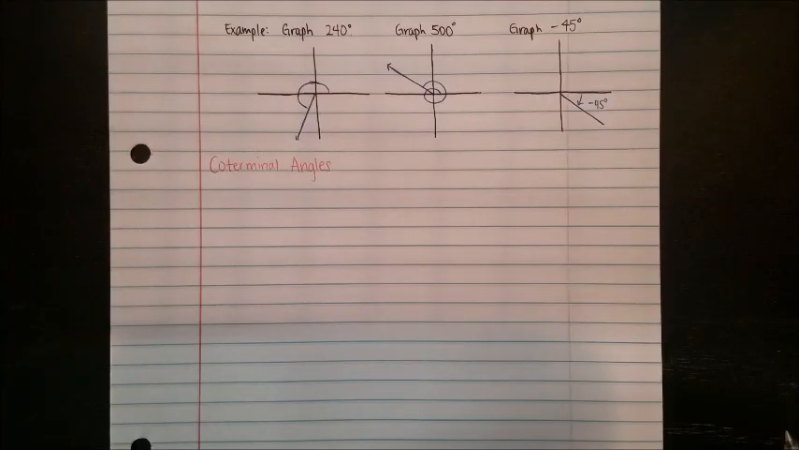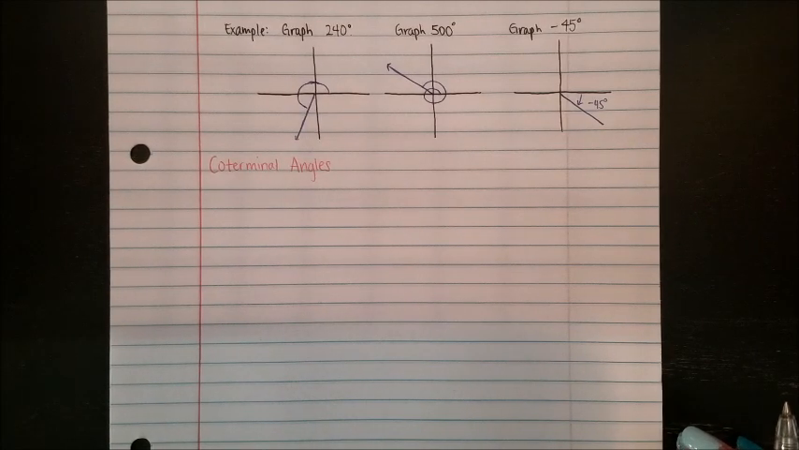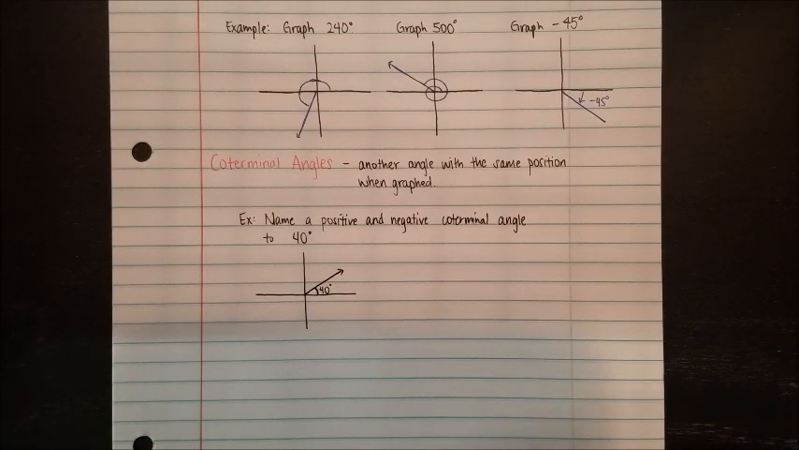Cool. Okay, I wanted to talk about another vocabulary word called coterminal angles. Coterminal just means that it's another angle, so it has a different degree measure, but it falls in the same spot when you graph it out. Okay, so let's do an example.